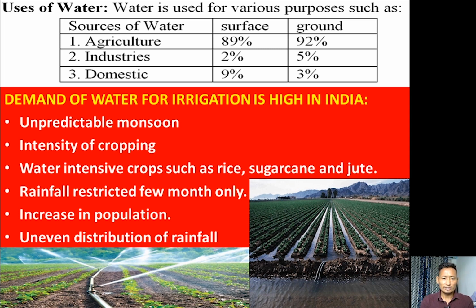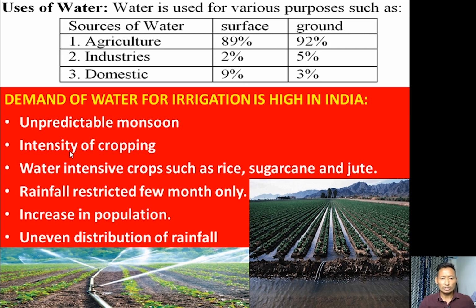So other than that, since India is practicing intensity of cropping, that means they are cultivating two or more than two crops in the same field during one agriculture year. The rainy season is restricted to only a few months, so in order to cultivate other crops in other cropping seasons, they have to take water from surface and underground water to the agricultural land.